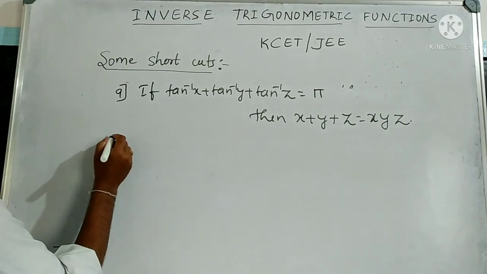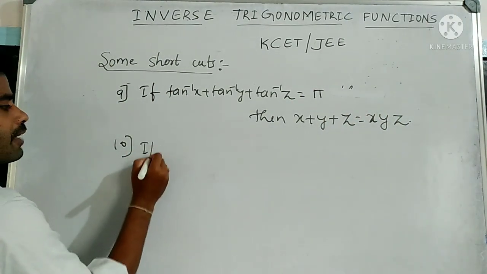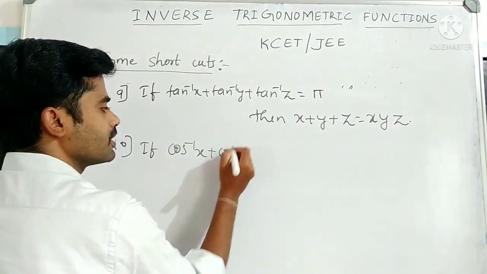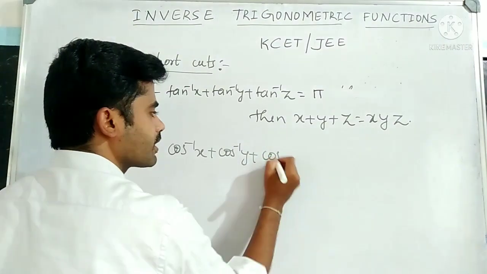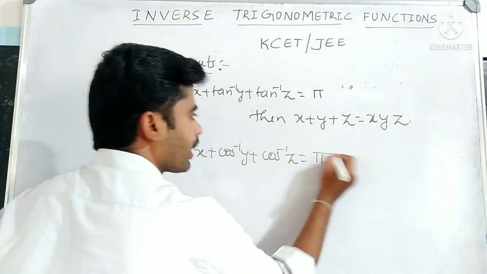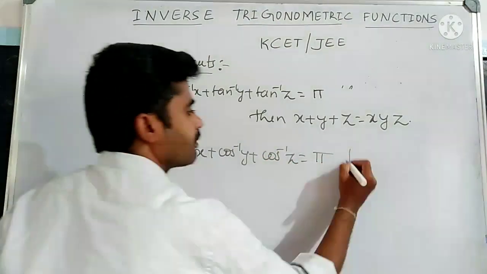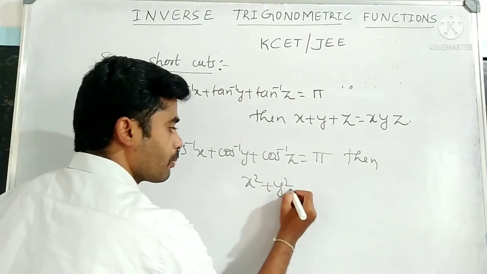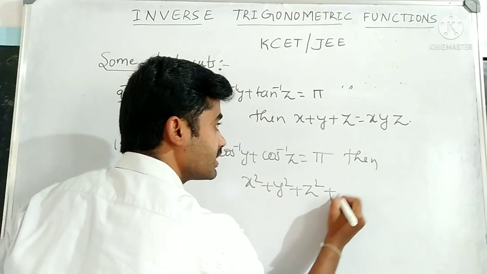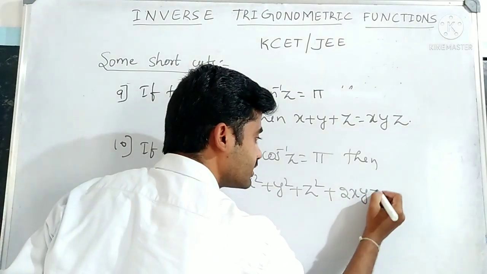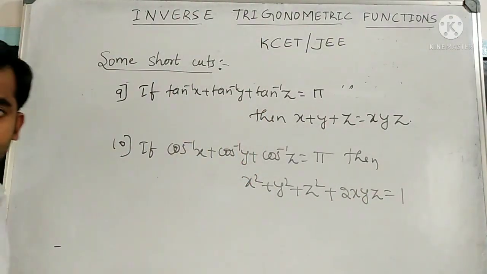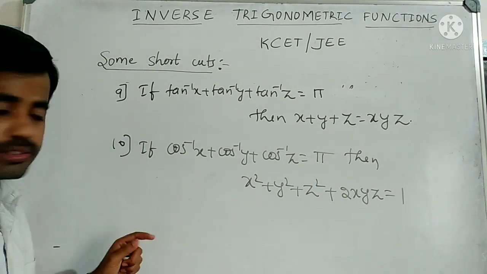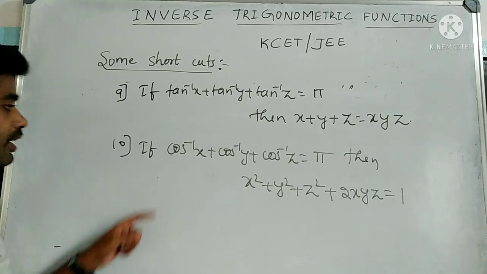Okay, then the 10th one. In the same way, if cos inverse x plus cos inverse y plus cos inverse z is equal to pi, then we can write this as x square plus y square plus z square plus 2xyz is equal to 1. Be careful, it is very useful. These two are very useful to solve the problems.